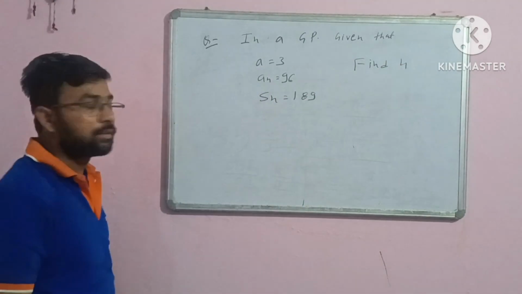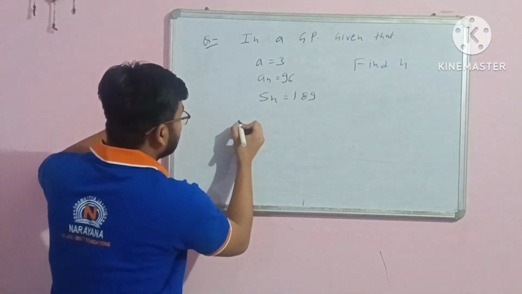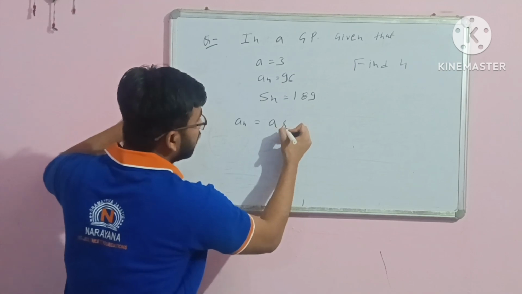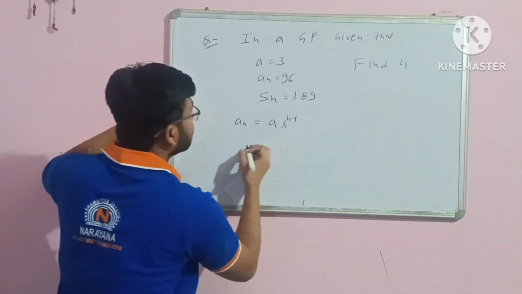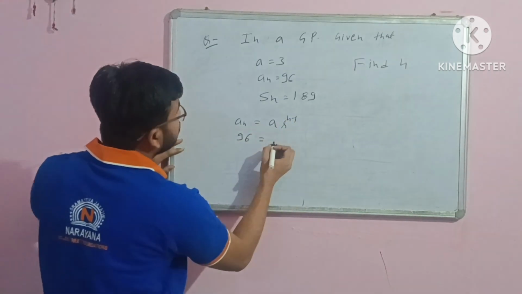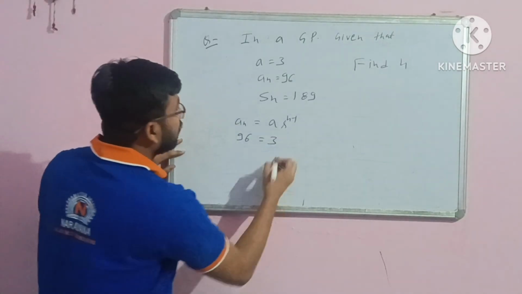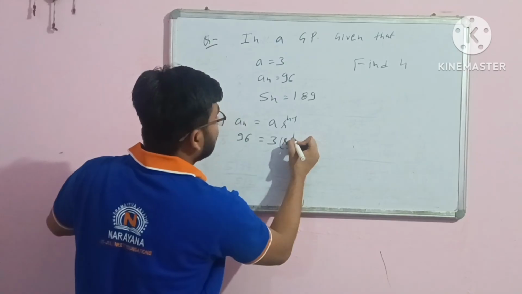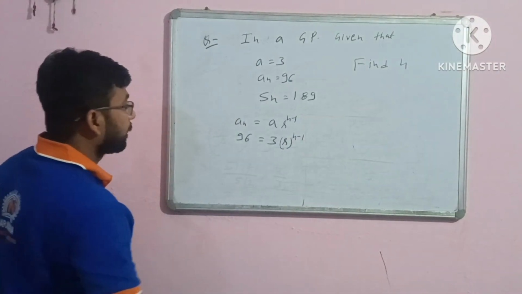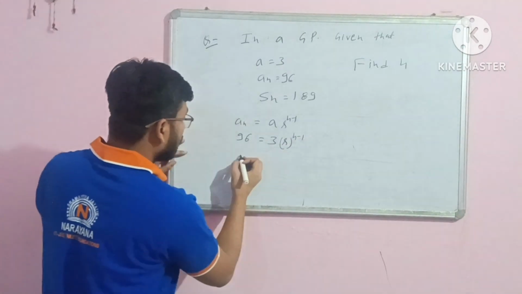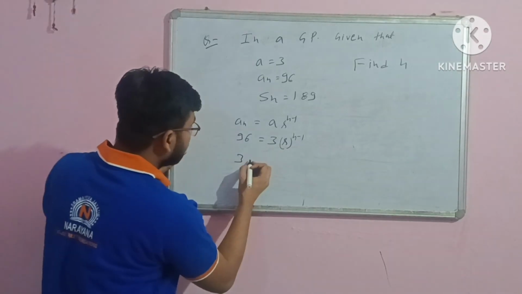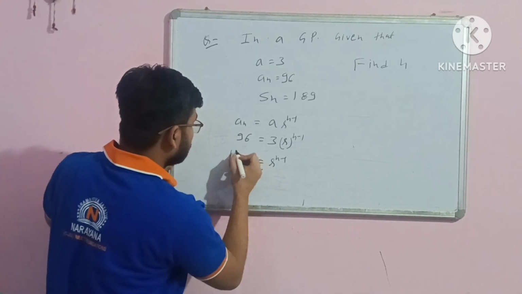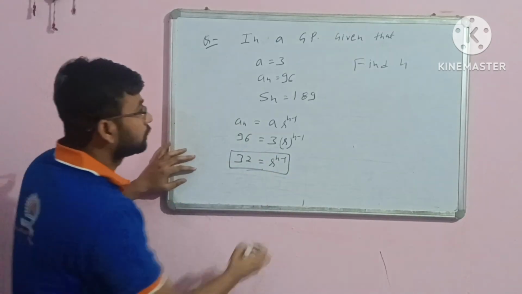So how to find n? We know the formula for the nth term: a_n equals a times r to the power n minus 1. So 96 equals 3 times r to the power n minus 1. Now we will divide this value, and we get r to the power n minus 1 equals 32. This is the first equation.